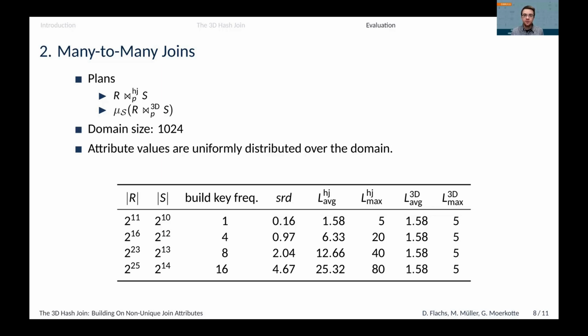The last 4 columns in the table show the average and maximum collision chain length for both approaches. As one can expect, collision chains become longer in the chaining hash table when the number of duplicates increases. In contrast, the 3D hash table maintains a constant main collision chain length.